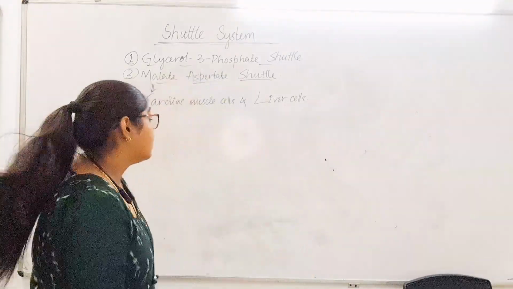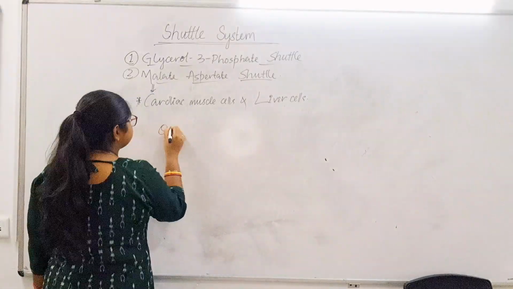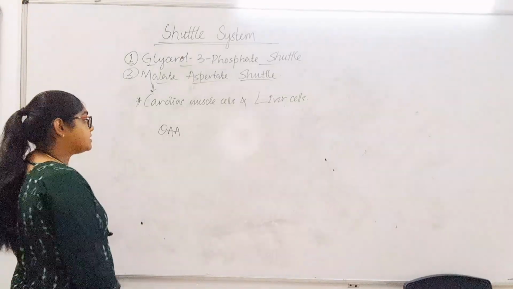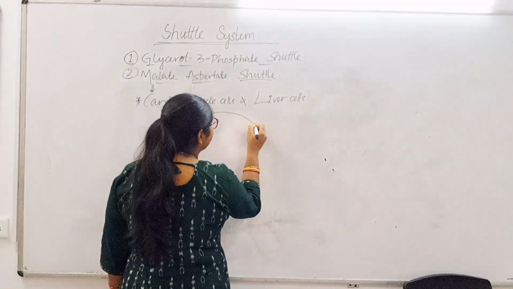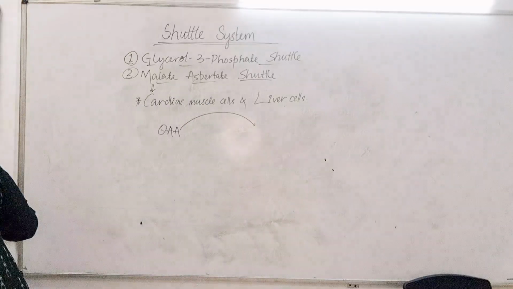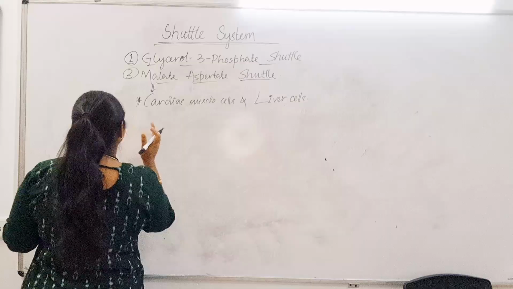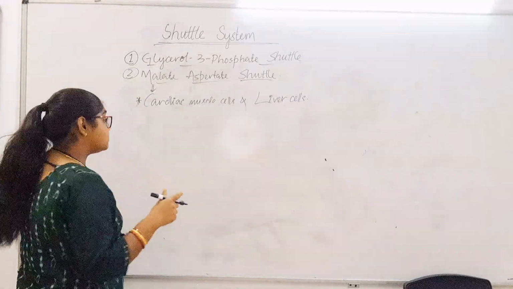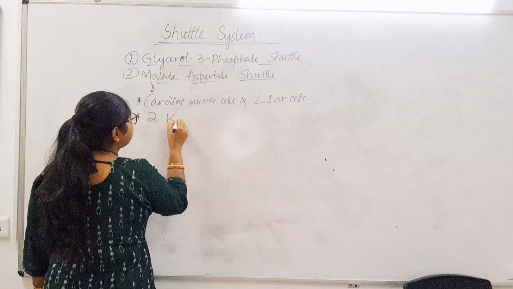How? There is a lot of oxaloacetic acid present in the cytoplasm of the cell. Now this oxaloacetic acid will convert, okay, before that, this Malate aspartate shuttle has two key components, two key antiporters.